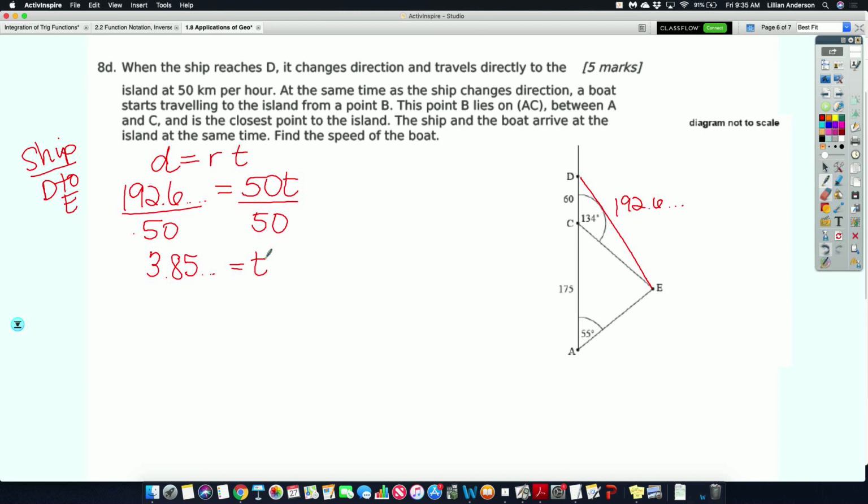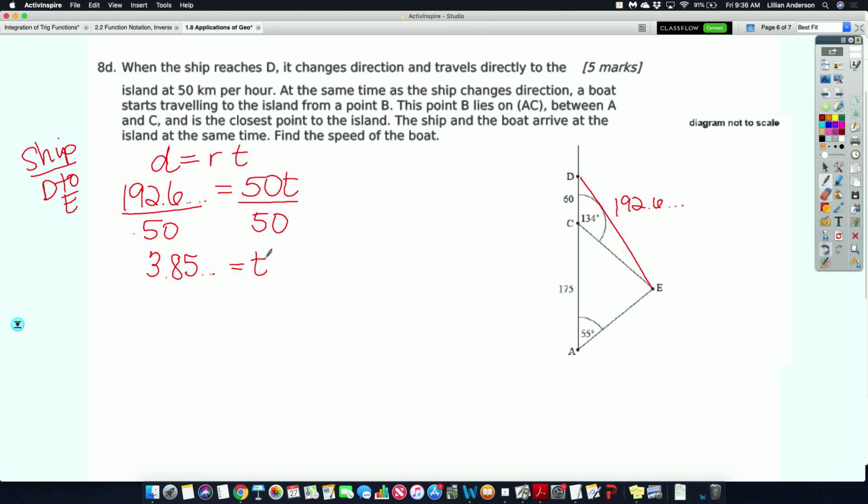Now it says at the same time as the ship changes directions, a boat starts traveling to the island from point B. Is point B on this picture? No. Which means you're going to have to put it on this picture. We're going to put B where it says in the next sentence. It says this point B lies on AC. So B is somewhere in between A and C.